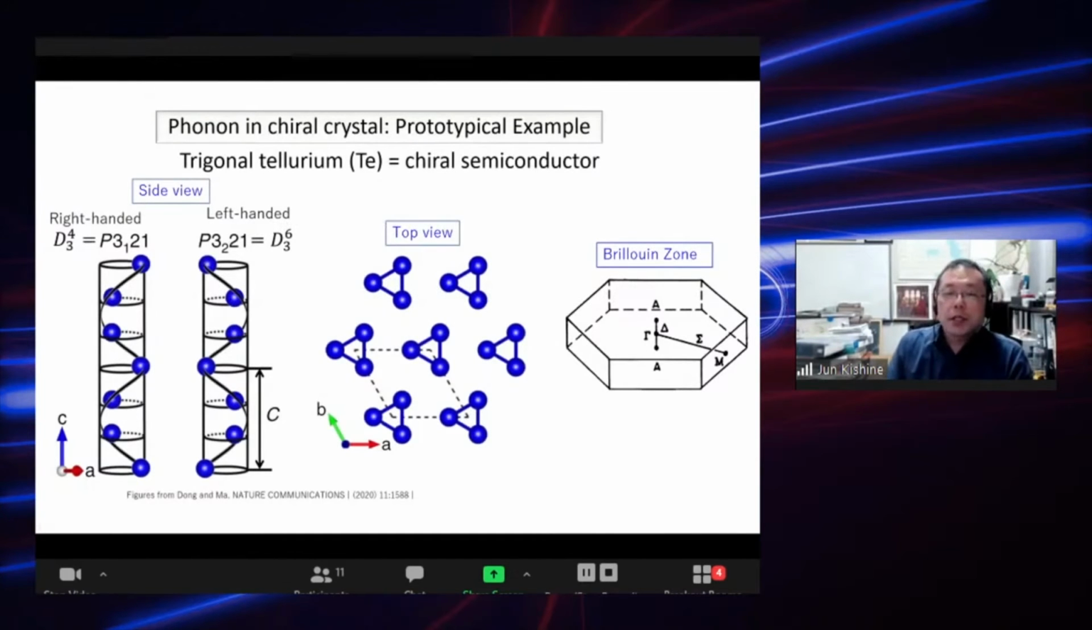Okay, so this is the prototypical example of phonons in a chiral crystal. I think this is the simplest example: the tellurium crystal. Tellurium is a chiral semiconductor whose space groups are P3121 and P3221, enantiomorphic space groups. The left-handed and right-handed helical structures of tellurium atoms are like this, and the top view is like this. And the Brillouin zone of this crystal is like this. Okay?